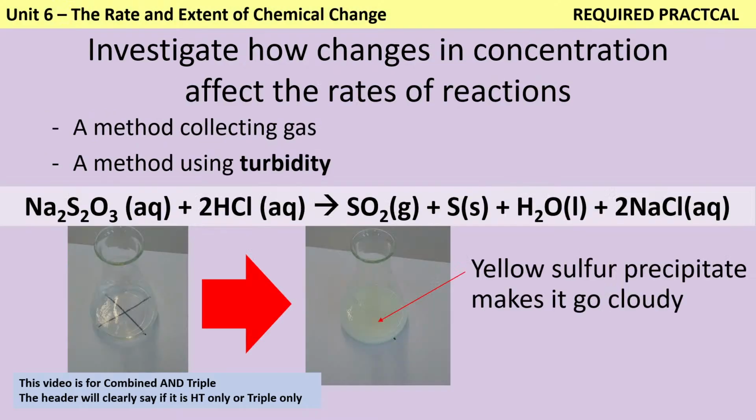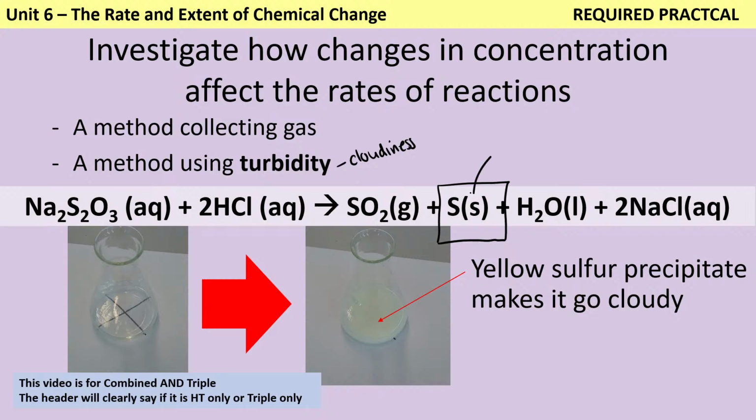Okay, so the second part of the required practical is a method that uses turbidity. Turbidity means cloudiness, and they're not necessarily going to say to you using turbidity. You can identify that it's this sort of reaction if you look in the symbol equation, which they have to give you because this isn't a named example, you don't have to know about this reaction. There are basically only 2 reactions with turbidity that we do in Key Stage 4, so you're almost certainly going to have done this one.